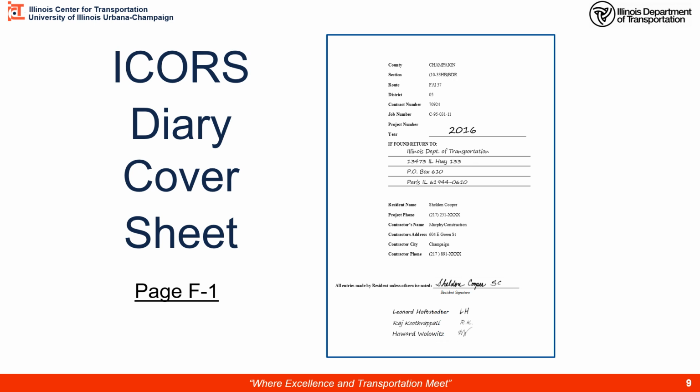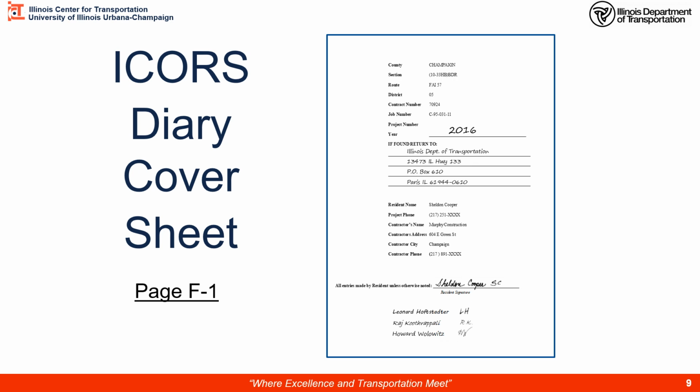Up here we have our contract information. If found, return to. You've got to put an address in here. Here we have contact information for the resident and the contractor. Make sure you put the phone numbers in, because if someone finds your diary out on the roadside, chances are not high they're going to mail it to you, but they might give you a phone call and let you know where they put it.